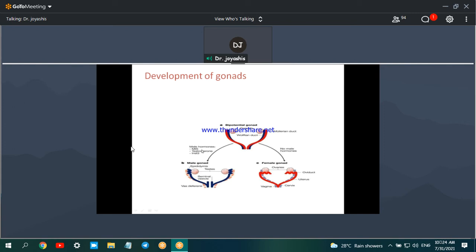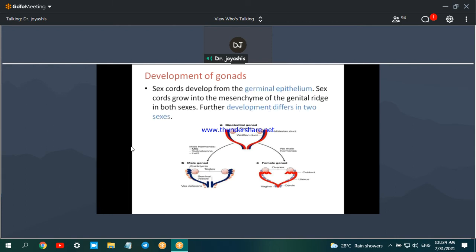the male hormones, Müllerian inhibitory substance and testosterone, induce the development of the male gonads, which are the testes, and the seminal vesicles and vas deferens develop. And if these hormones are not present, then the female gonads develop, and the vagina, uterus and oviduct persist. Sex cords develop from the germinal epithelium. Sex cords grow into the mesenchyme of the genital ridge in both sexes for further development.